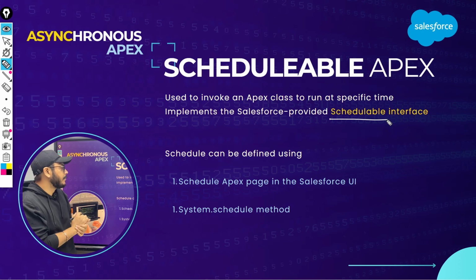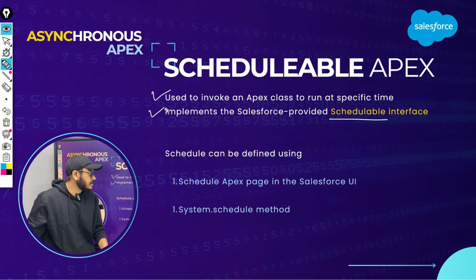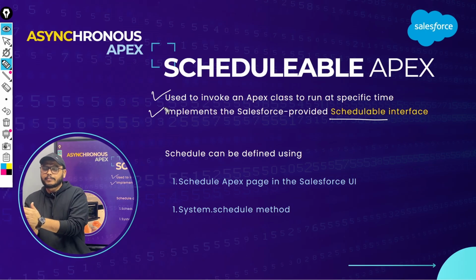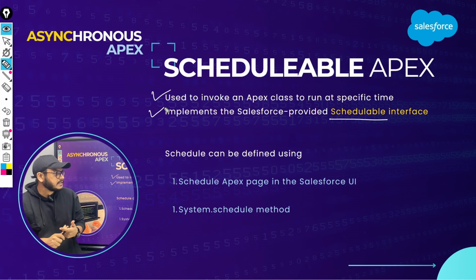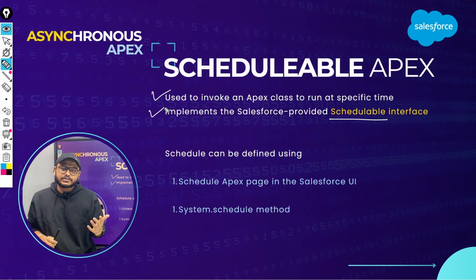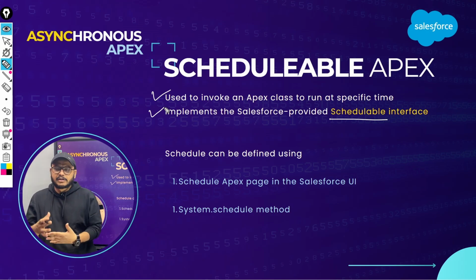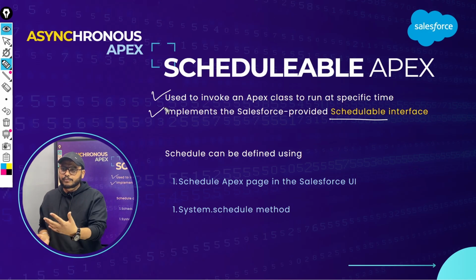So now, what is Schedulable Apex? Used to invoke an Apex class to run at a specified time, and it implements the Salesforce provided schedulable interface. So the schedulable interface, how is it different from Queueable Apex and the Queueable interface? In Queueable Apex also we were implementing an interface, which was the Queueable interface. The schedulable interface basically allows us to schedule the class, and it can work with a specified schedule, and automatically based on the schedule it will get into the job queue, right? So as I gave you the example, if I define a schedule of every Friday 7 p.m., automatically it will go and get into the job queue every Friday 7 p.m.